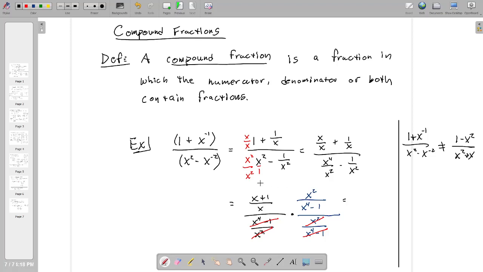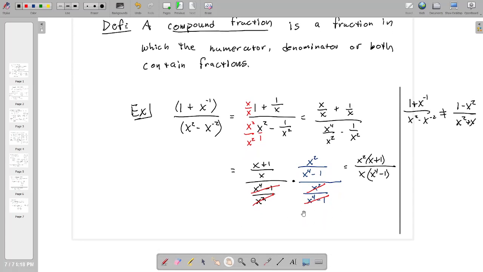In the numerator here, we get x squared times x plus 1 divided by x times x to the 4th minus 1. Now, in order to simplify this, we can cancel x's, but in order to actually complete the simplification, we need to factor this. And you might look at that and say, well, I don't know how to factor this. You do. This is still a difference of squares. It's just x squared squared minus 1 squared.